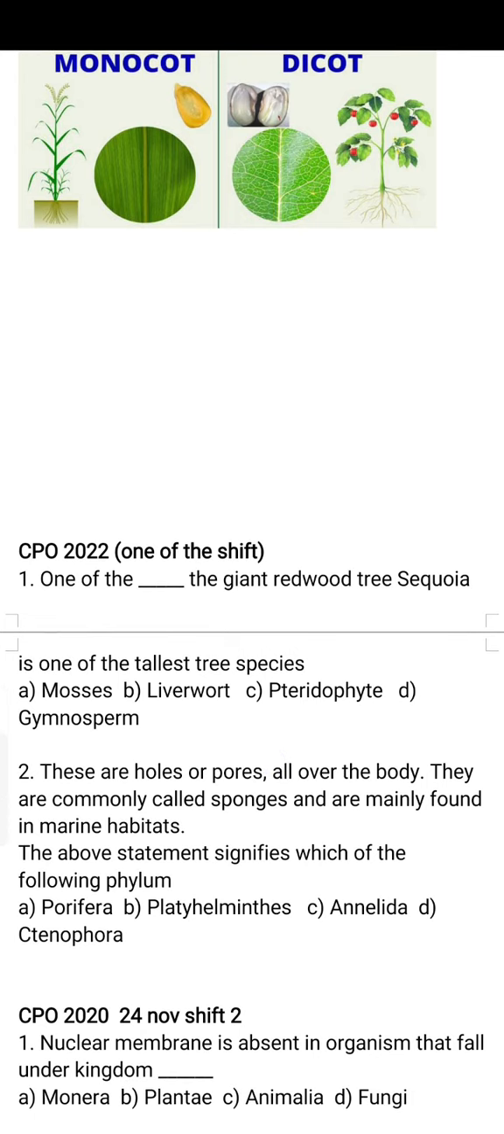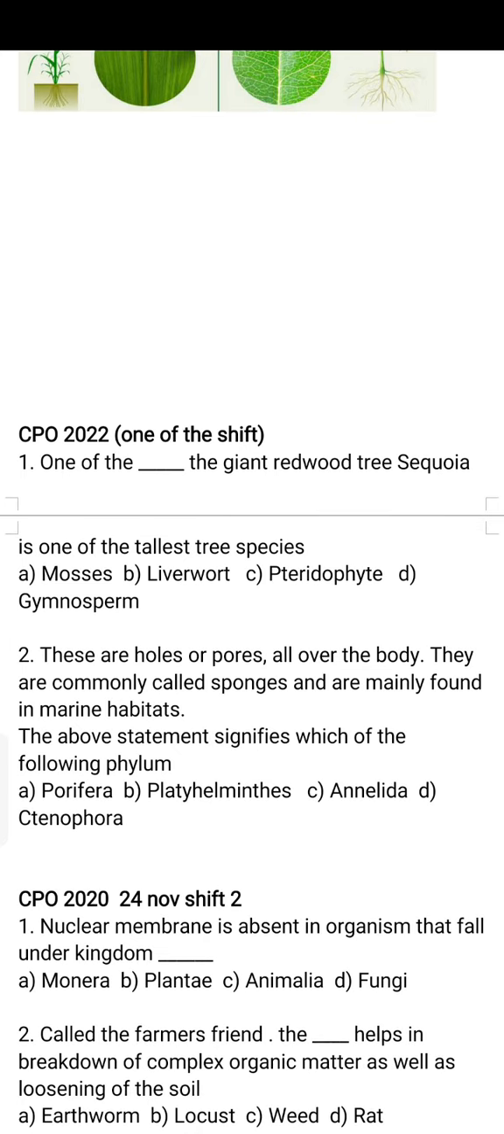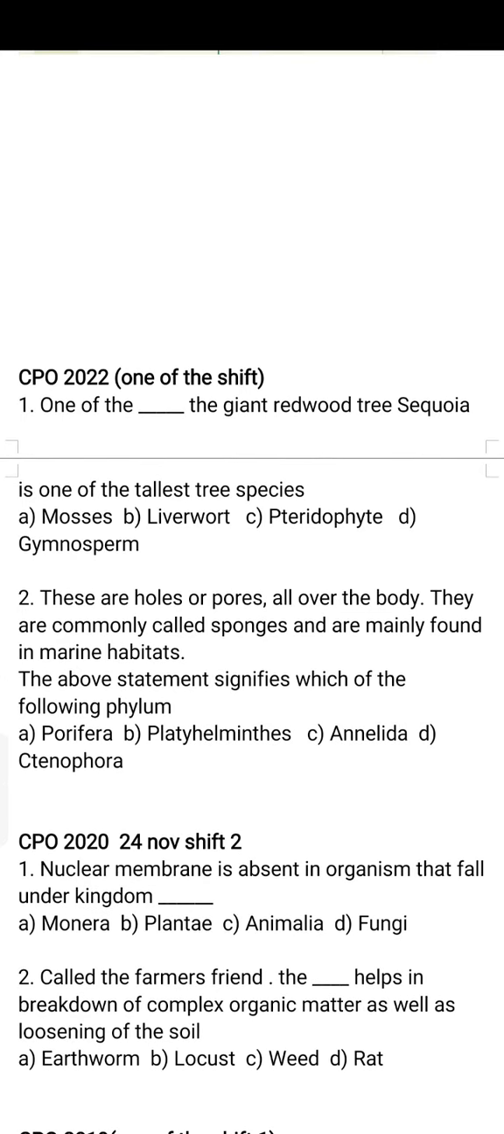Now let's come to the past year questions. In the questions you have seen the CPO 2022, one of the sheaf. There are two questions in that sheaf. The first question here, one of the giant redwood trees, sequoia, is one of the tallest tree species.